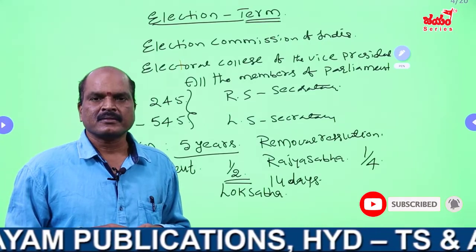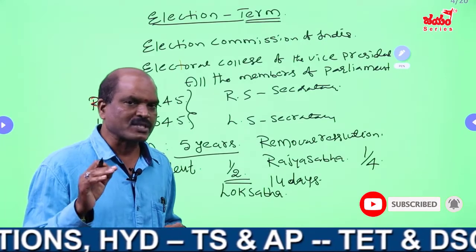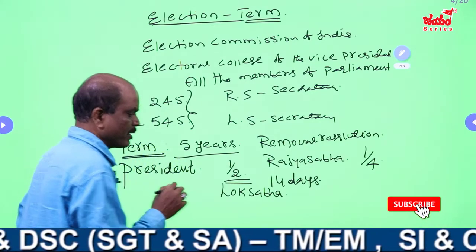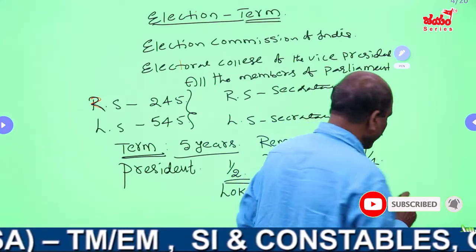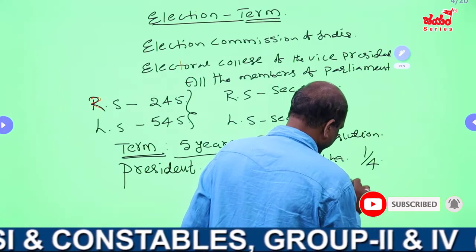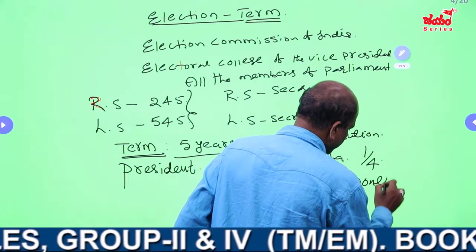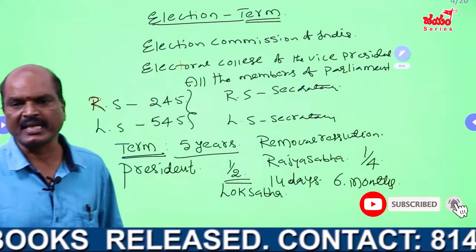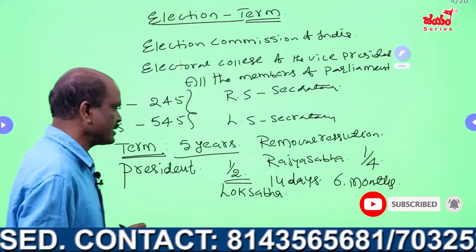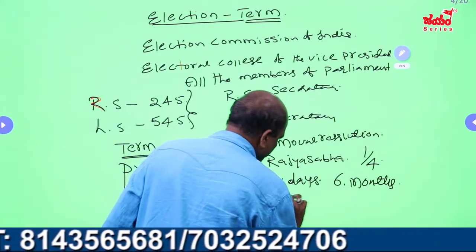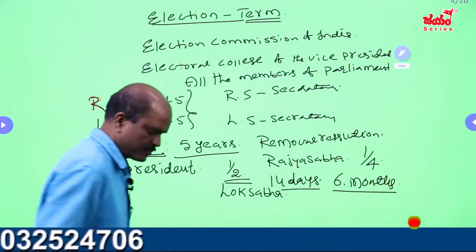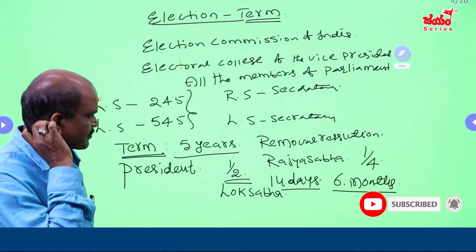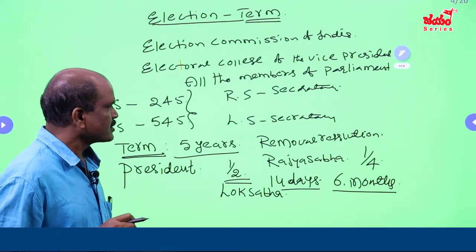The vacated Vice President office may be filled up within 6 months. May be filled up within 6 months. So this is the Vice President's term. Next one.